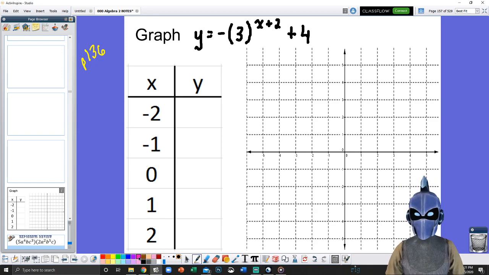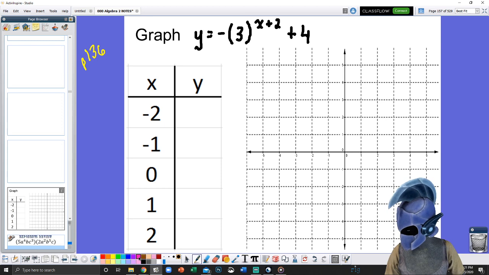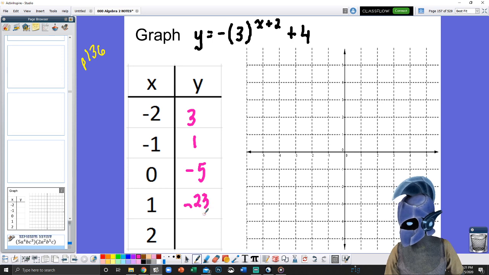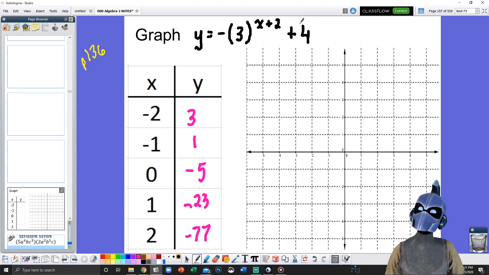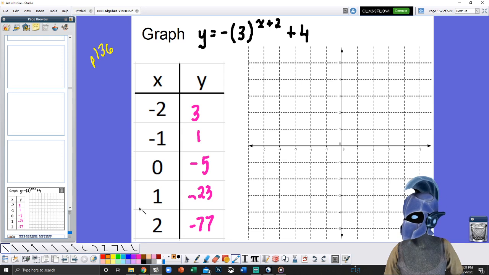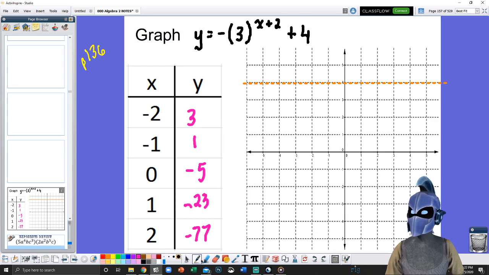Alright, hopefully you have done this problem, and so here is what you should have gotten on your calculator. My calculator for -2 told me the answer was 3, and then this was 1, -5, -23, and -77. Now when you're graphing this, you knew that you were going to go to that number right up there, that 4. I'm going to grab my 4 right here and then draw a dotted line going straight across. Remember, that is called the horizontal asymptote. Sounds bad, it's not. Horizontal asymptote right there at the 4. Now we know that our graph is going to get close to that 4, but it'll never touch it.